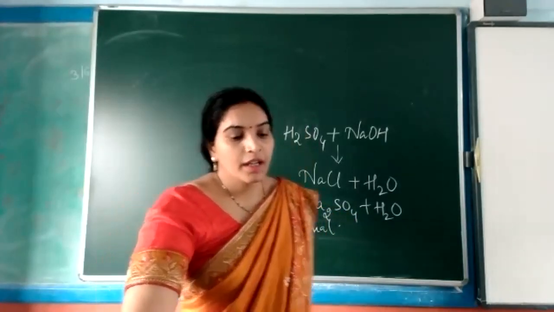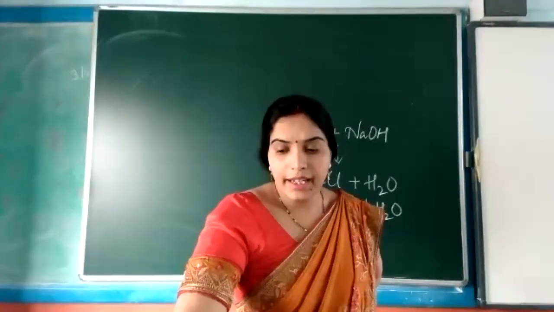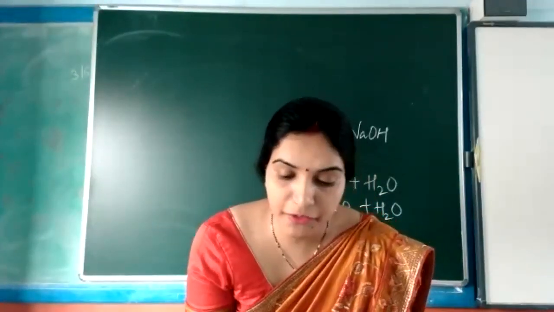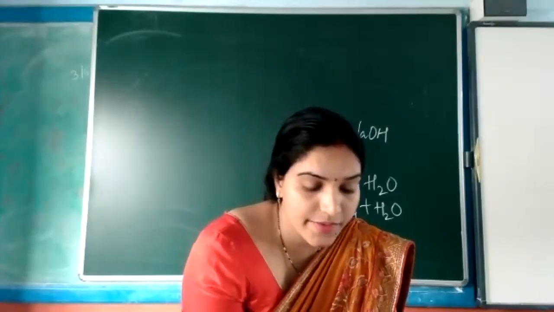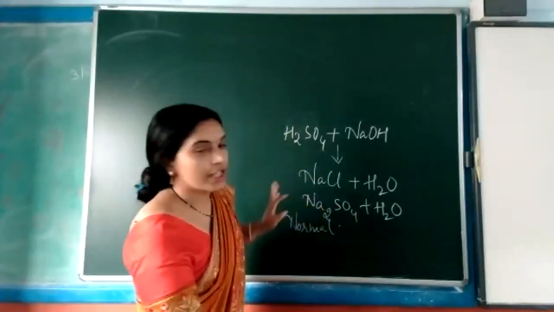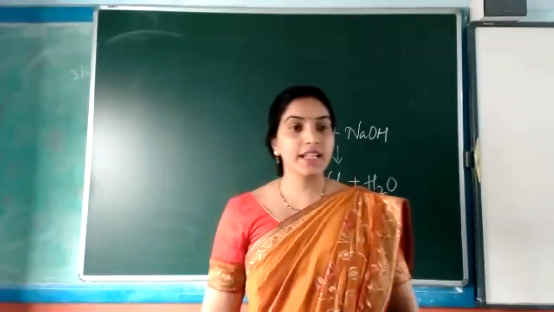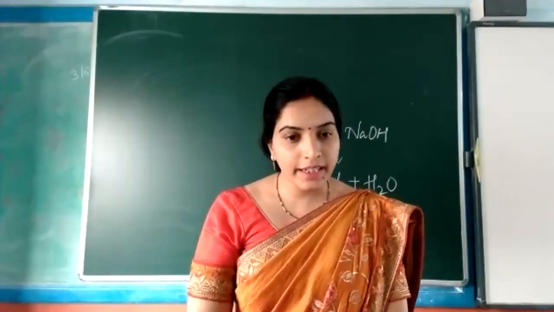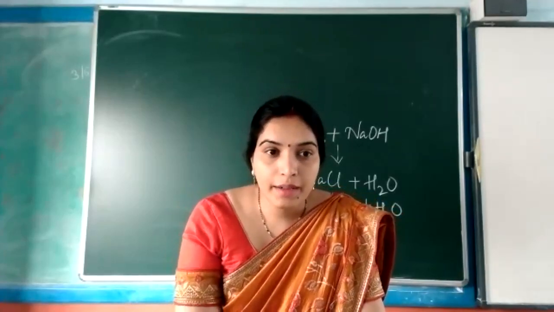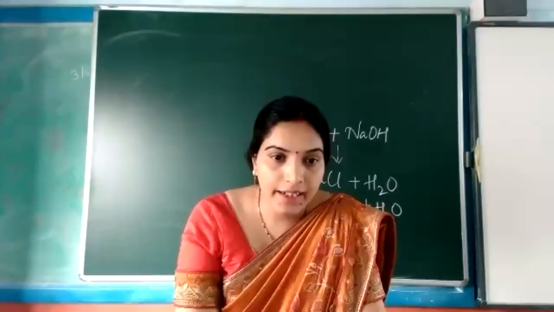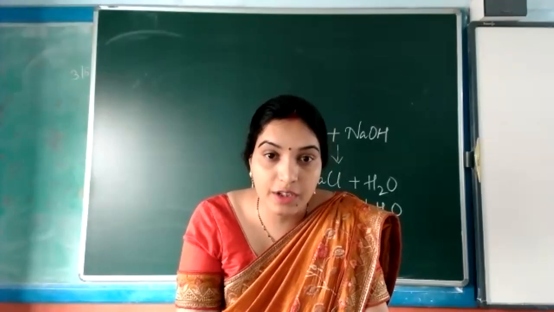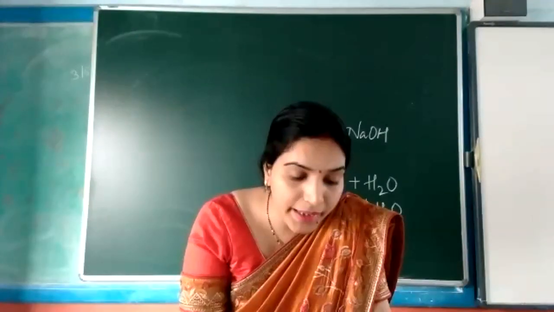Now see, classification. In classification we have to study the different types of salt, but first we'll compare acidic salt and normal salt. Acidic salt is NaHSO4. NaHSO4 is an acidic salt because it contains hydrogen in it. This acidic salt is formed by partial replacement. Clear? Acidic salt is formed by partial replacement, whereas normal salt is formed by complete replacement.